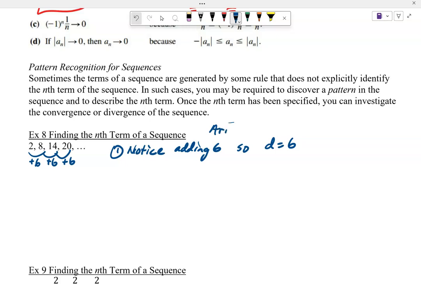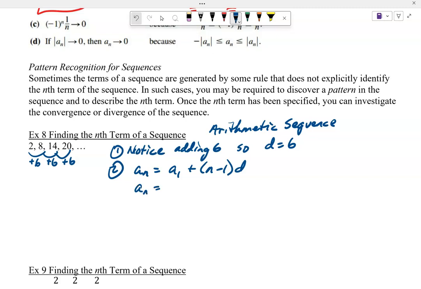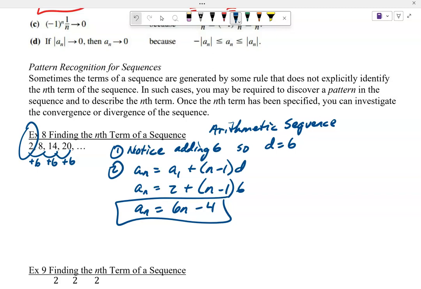This is an arithmetic sequence. And with an arithmetic sequence, you want to make sure you have this written down. The explicit formula, a sub n, is the first term plus n minus 1 times that common difference. So now we can come up with the formula for the nth term. The nth term would be the first term. The first term is 2, n minus 1 times our common difference of 6. So a sub n is 2 plus 6n minus 6, or 6n minus 4. And notice that'll give us any term that we want for this.